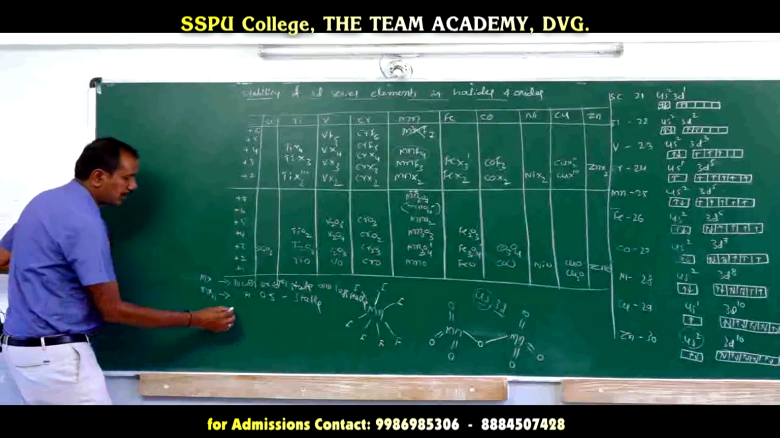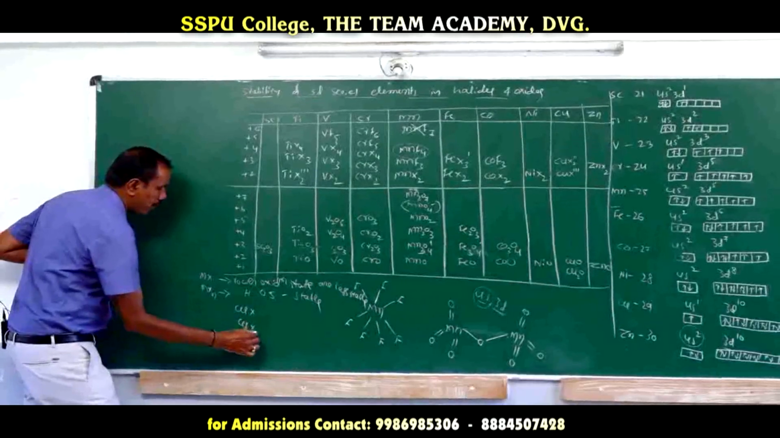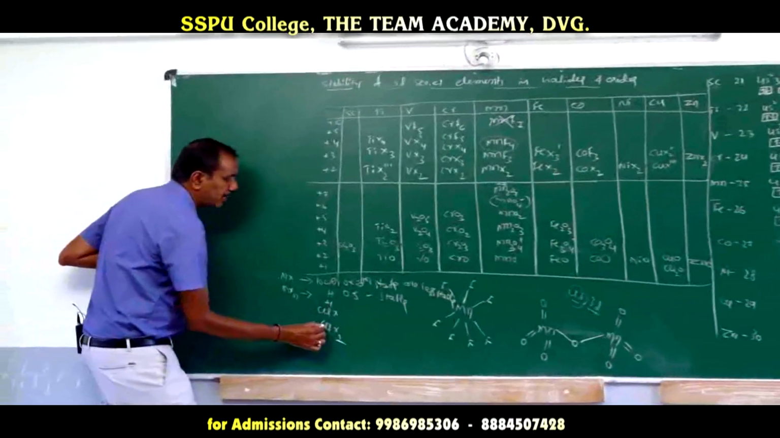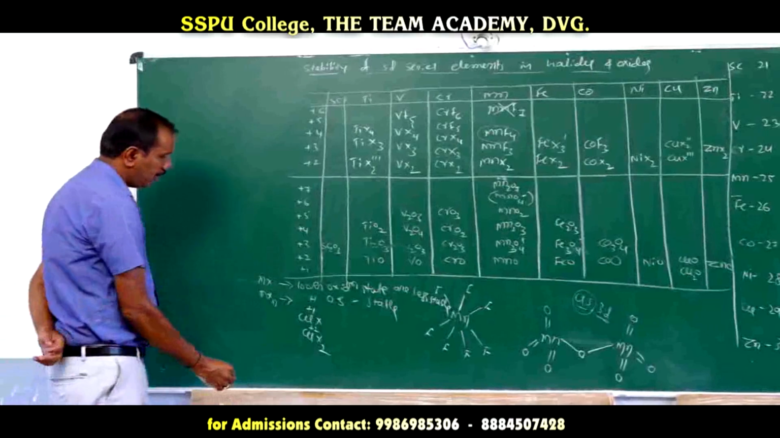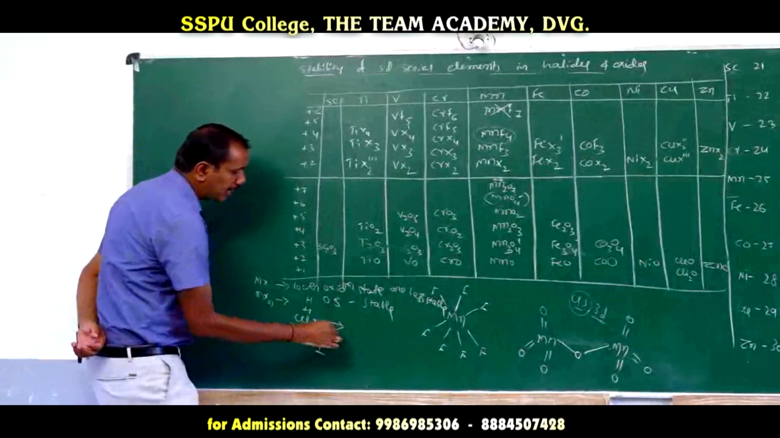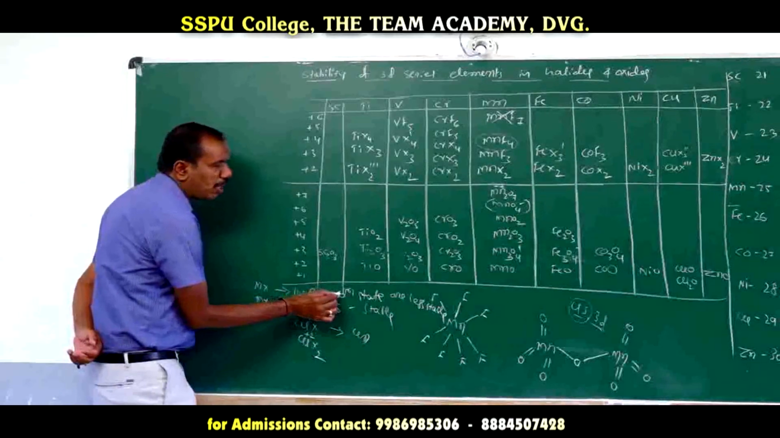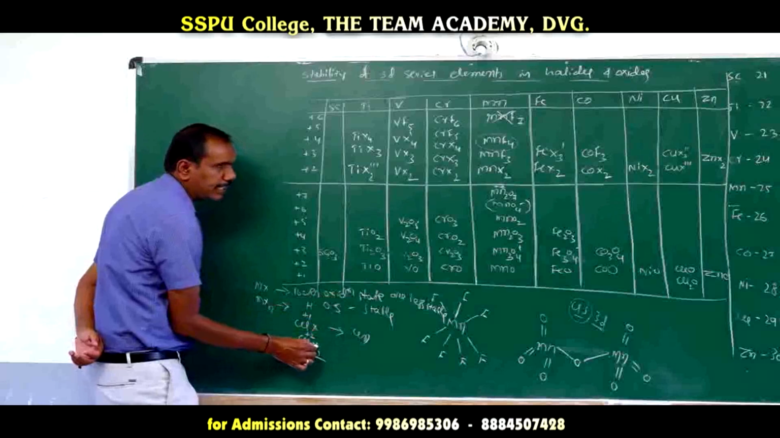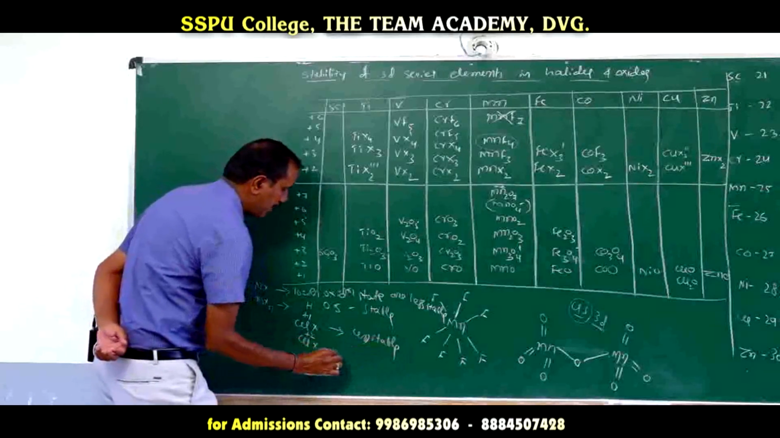Therefore, we should compare CuX and CuX2. In case of CuX, copper is plus 1. In case of CuX2, copper is plus 2. You see here, CuX is unstable according to this statement. Those in the lower oxidation state are unstable, but those in the higher oxidation state are stable. So this is unstable, but this is stable.